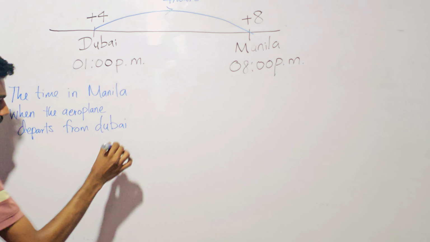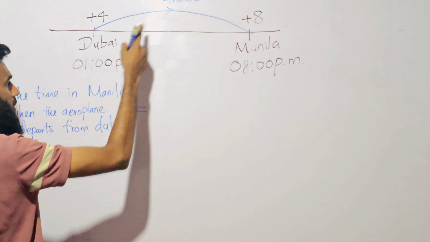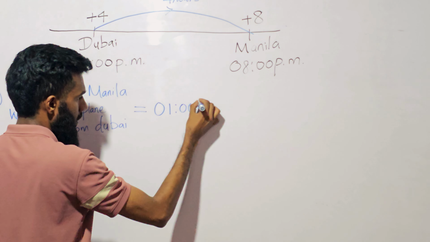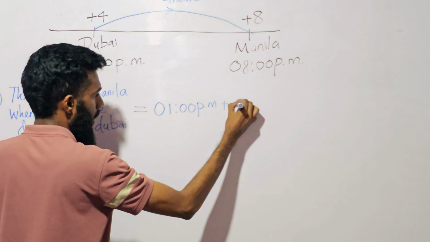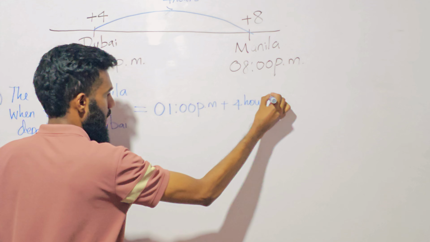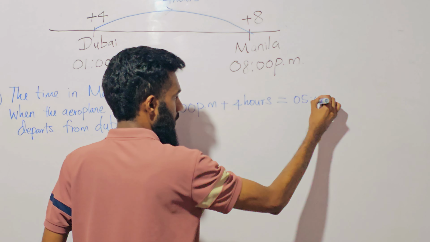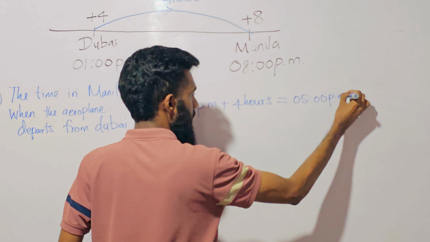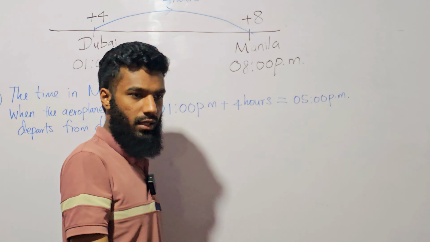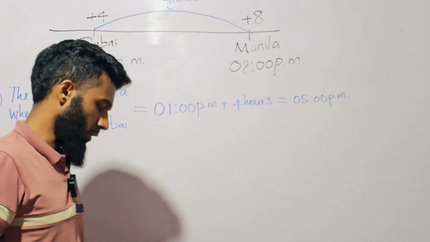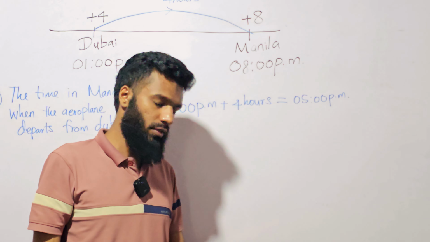So what should I do? I should add 4 hours with 1 p.m. So 1 p.m. plus 4 hours. So what is the answer? 5 p.m. That means 17 in 24 hours clock, right? Right. So second question, find the time duration of the flight.